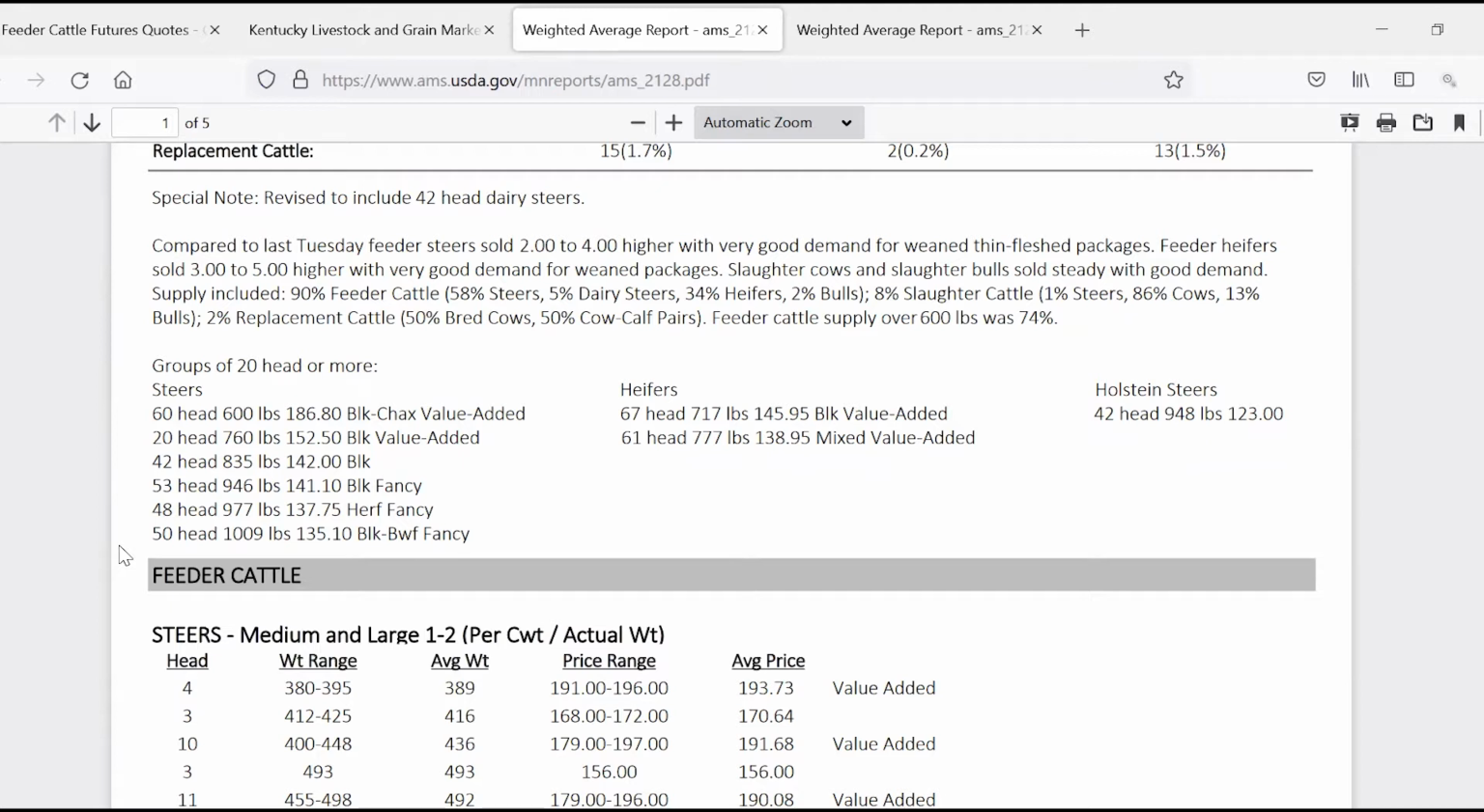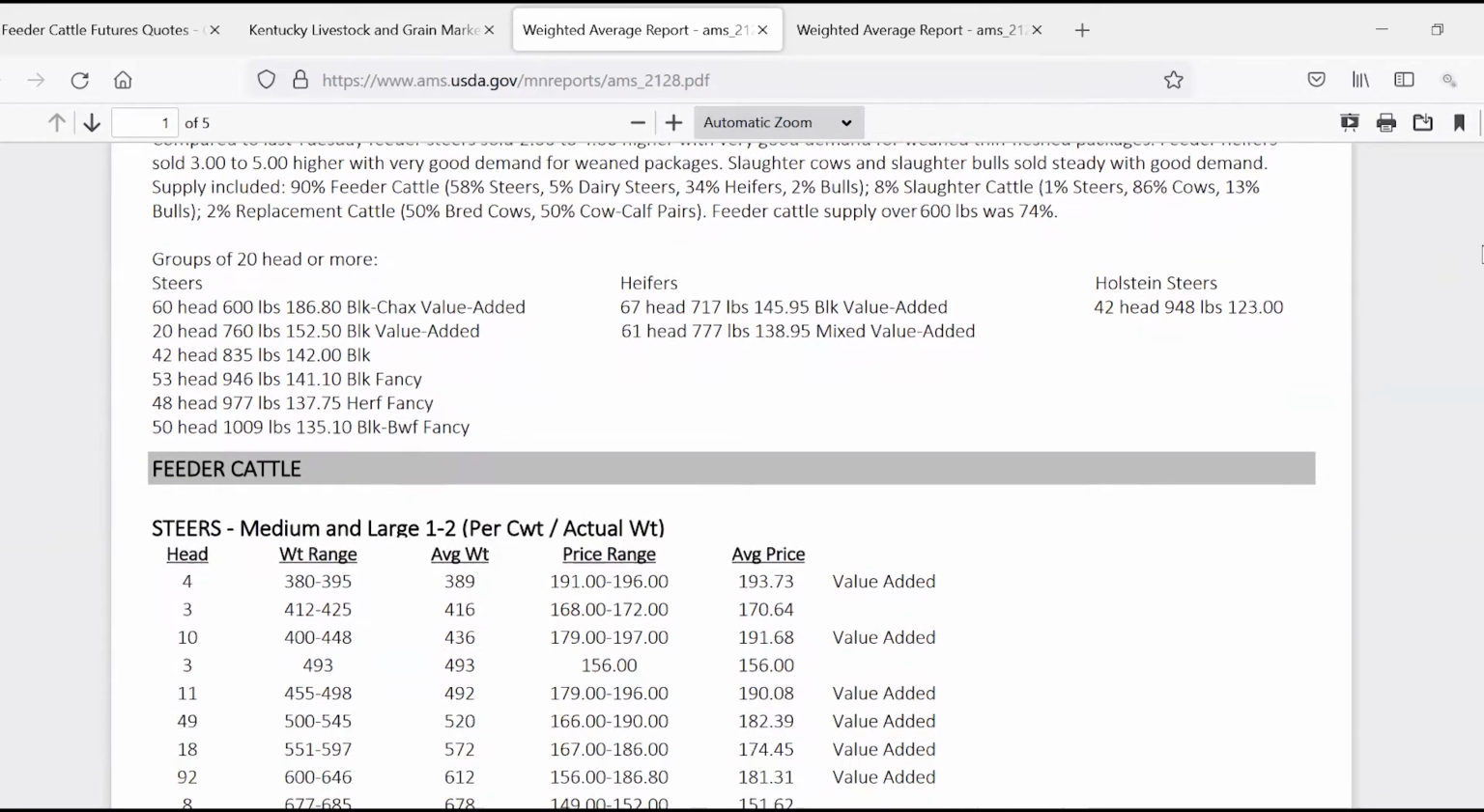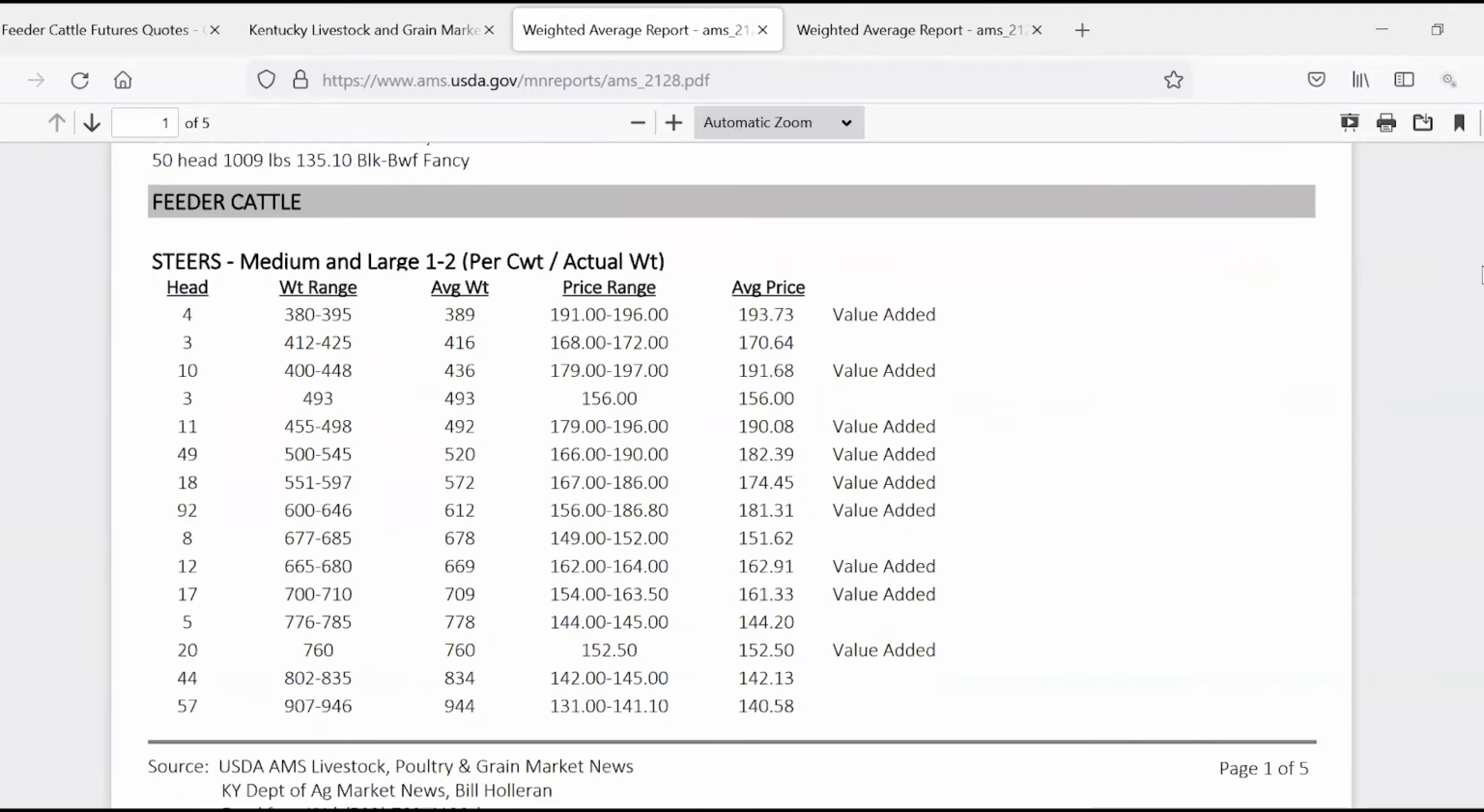Following that, you'll see some reporting where they're reporting cattle that were sold in groups of 20 head or more. Generally speaking, the larger the number of cattle that are sold in one group at one time, the higher the price is going to be. So I like the way this report breaks out those cattle sales that were sold in groups of 20 or more. Not all reports will do that, but I do like it, and that was one reason why I wanted to show this one as kind of my example.